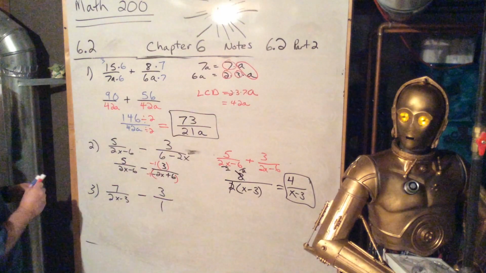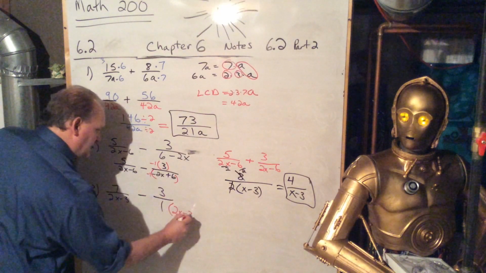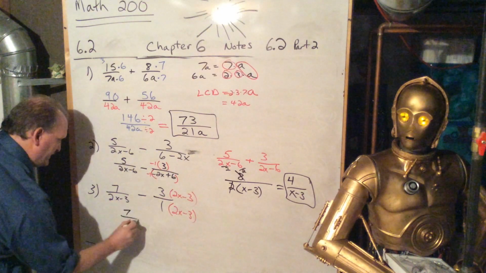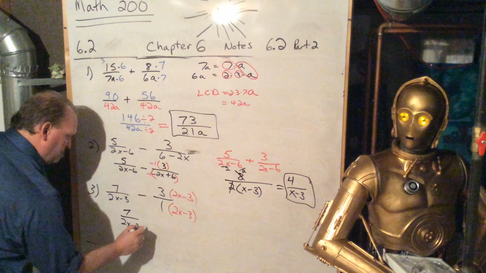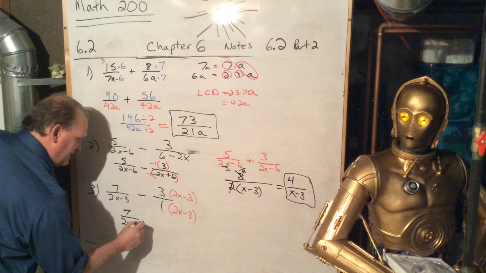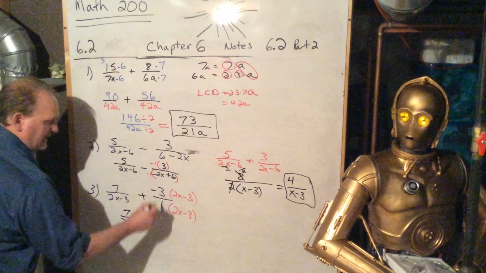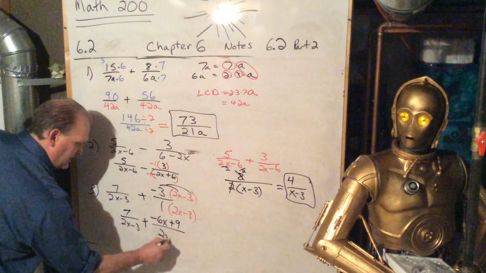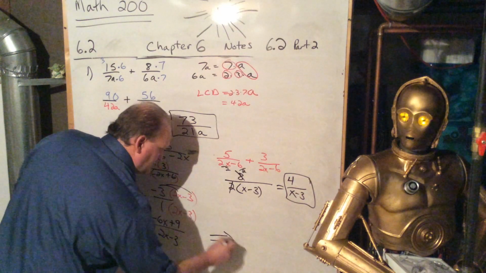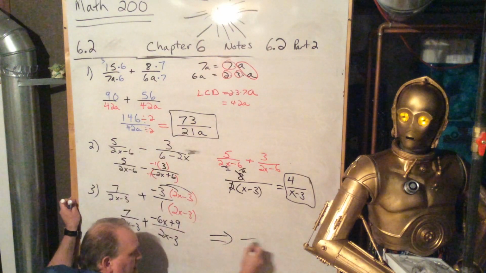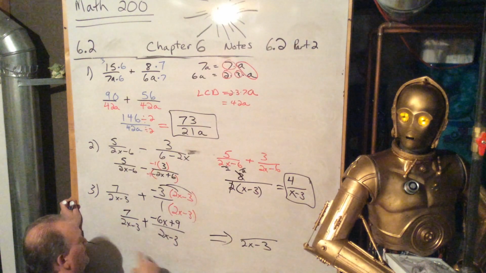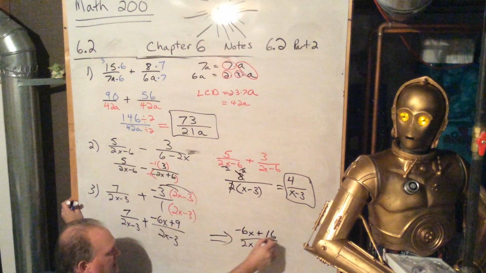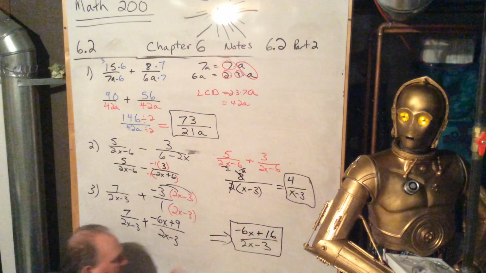This one, we say it's over 1, and then we multiply top and bottom by 2x minus 3. And so here we have 7 over 2x minus 3. Here we have, what is that, negative. We'll make it a plus, a negative, and then distribute the negative. So negative 6x plus 9, 2x minus 3. And so what that goes into then is 2x minus 3 on the bottom, and negative 6x, 7, and 9 is 16. And there we go.